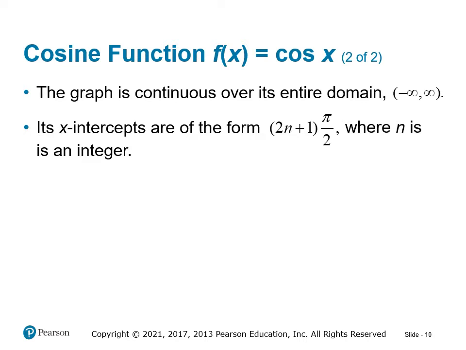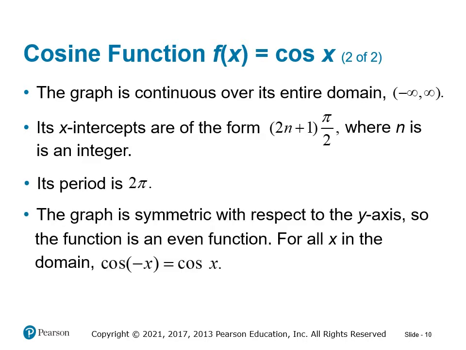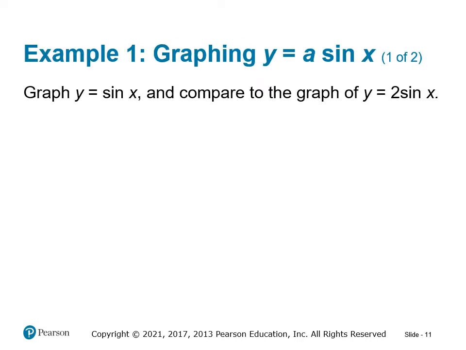And so this multiplier, while it looks kind of strange, is just saying that the x-intercepts are at the odd multiples of pi over 2: 1, 3, 5, etc. Its period is also 2 pi, and this graph is symmetric with respect to the y-axis, and you can see that in the graph that we looked at before. This makes it an even function. What this means is that the cosine of negative x is equal to the cosine of positive x. They're going to be reflected directly across the y-axis.